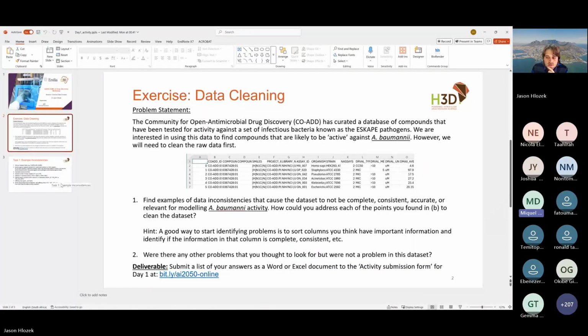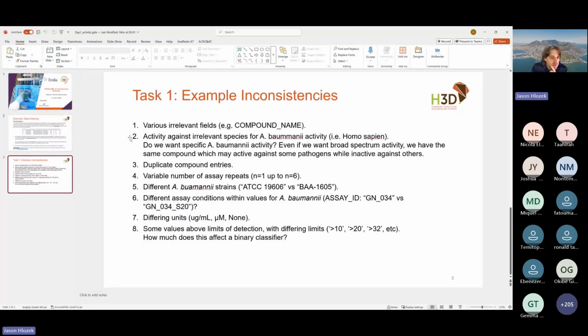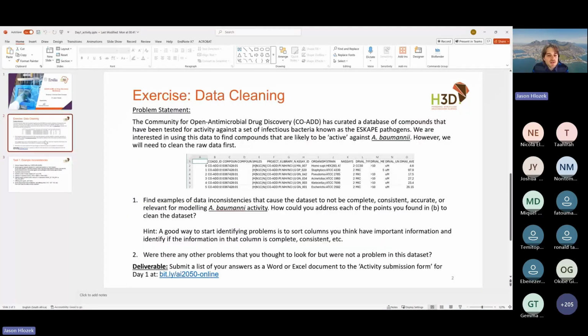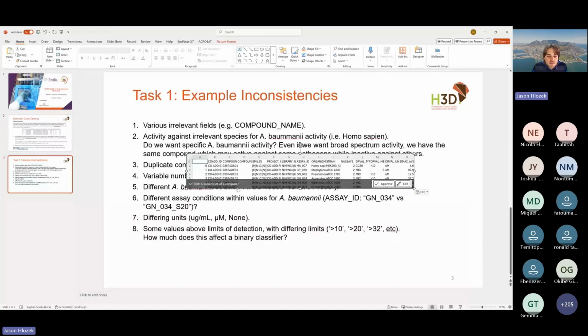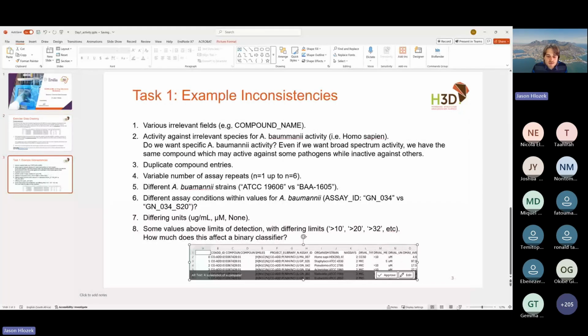So let me share my other set of slides. All right. So some examples of what I found when I was looking through. So this was our data set here. Let me just bring this across quickly so we can reference it here too.